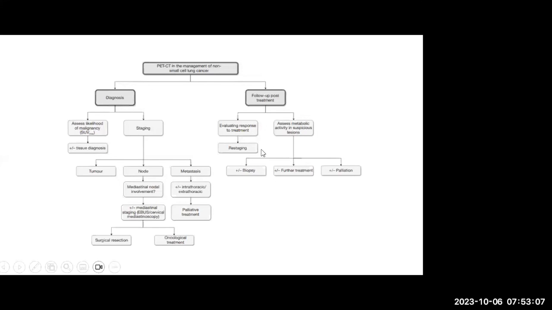If there is a need for restaging, for reconsidering the treatment that is being given. And then in order to assess metabolic activity in suspicious lesions that were already found by anatomical imaging, in terms of determining what the next step will be. So that's a summary of basically how FDG PET-CT is used in terms of staging and management of lung cancer. And I thank you so much for your attention, and I'm happy to answer any questions, if there are any.